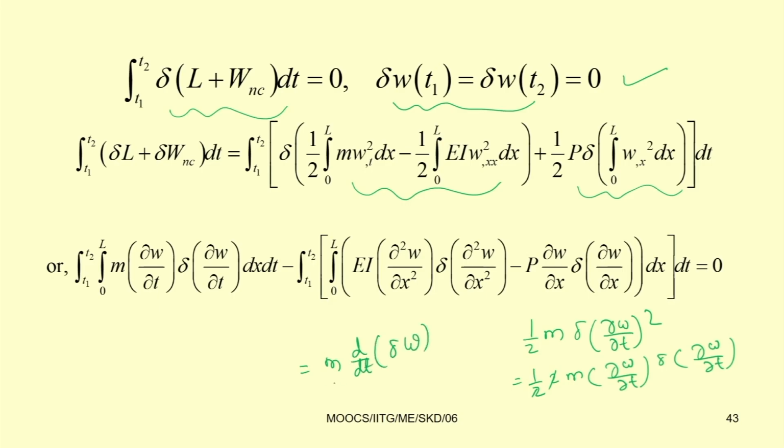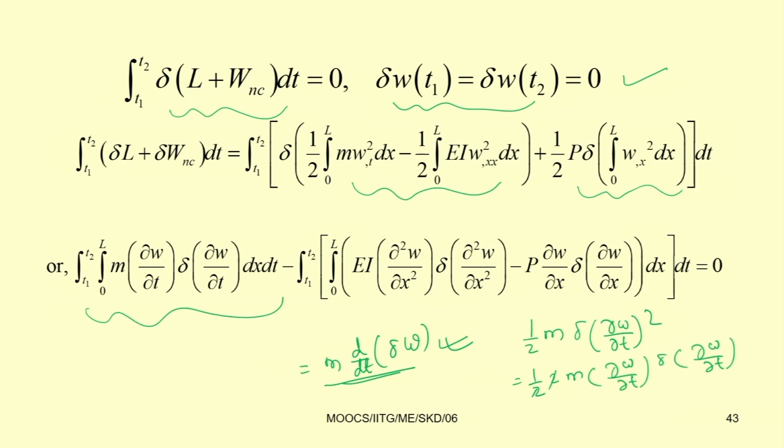So, if you can write this half m delta del w by del t square in this form, and then by using this integration by parts, easily you can derive this equation of motion. You just see this term now; it can be written in this form.